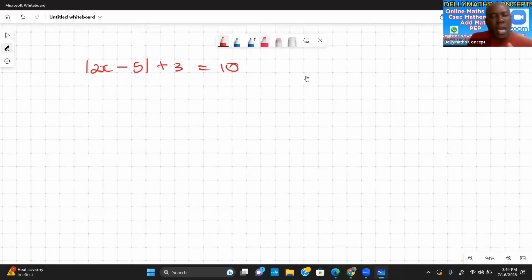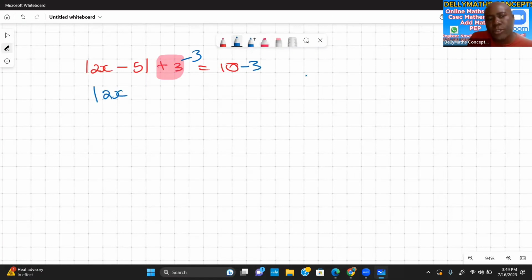So you want to take a very close look at this. You notice that this 2 is on the outside of the absolute value. So what we want to do is to have the absolute value by itself first. So we're going to subtract 3 from both sides. So we're simplifying this.